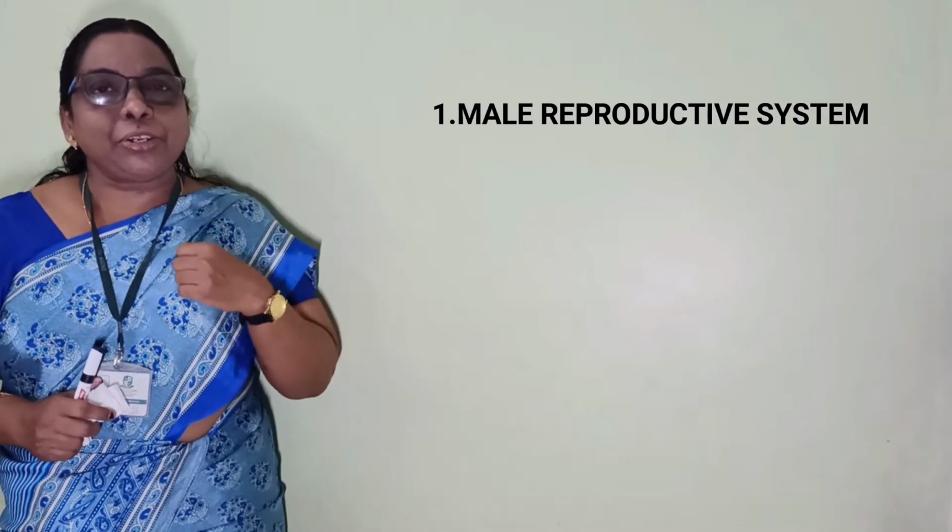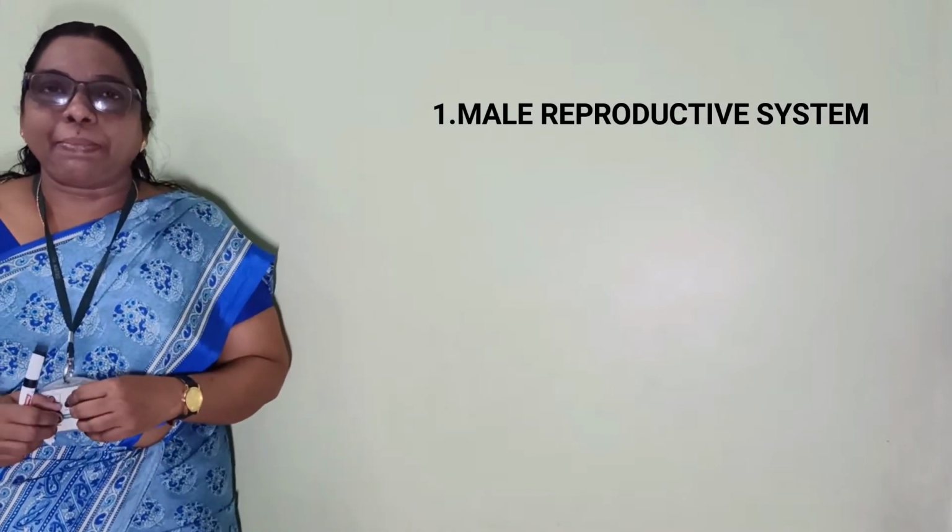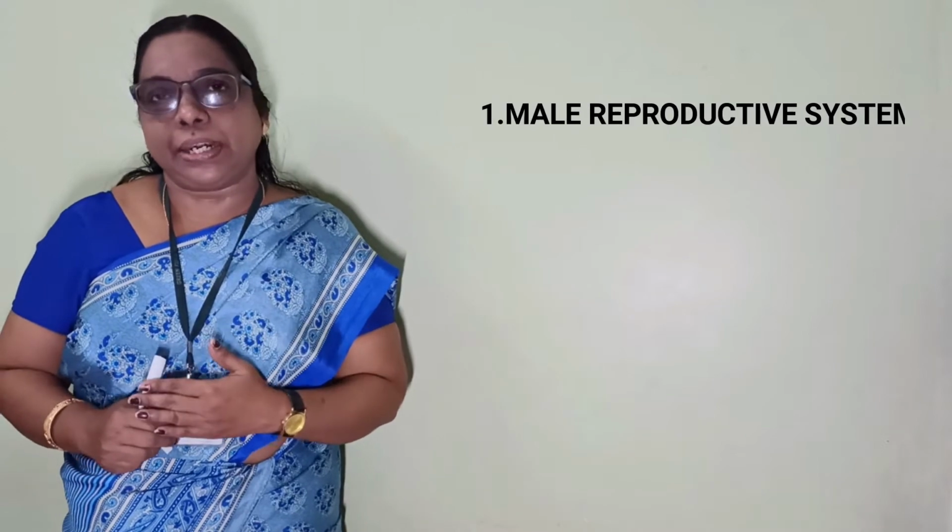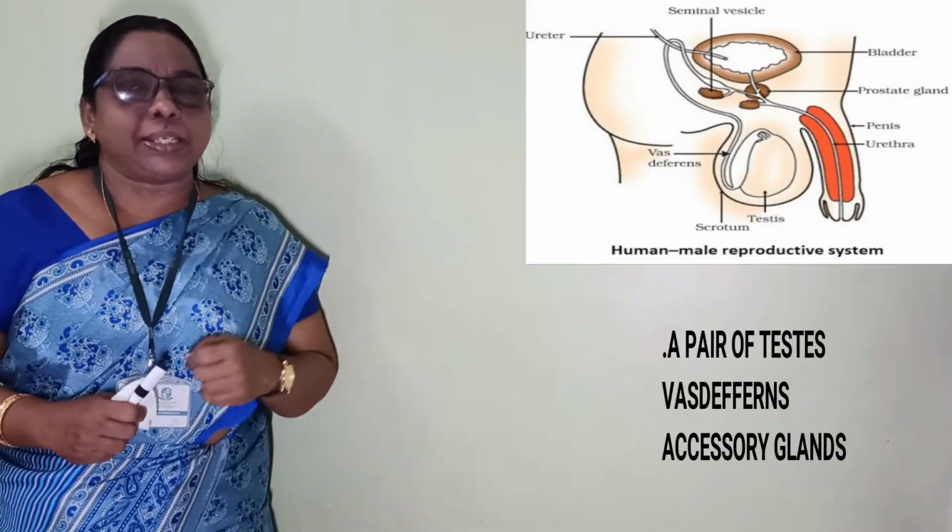We already studied the male reproductive system in a previous topic, the onset of puberty. It begins at 11 to 13 years in boys, and that particular period we consider the puberty period. What are the parts involved in the male reproductive system? Look at this picture and follow the parts.